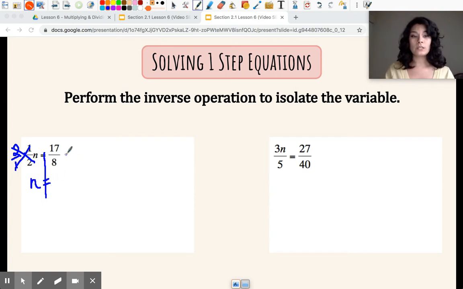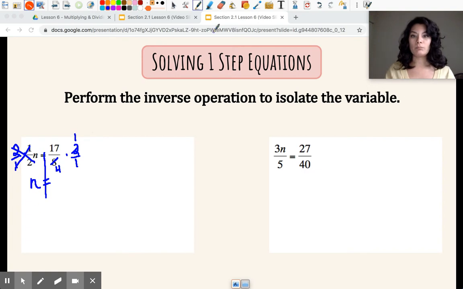But what I do to one side, I must do to the other. So I'm going to look for things that can cross reduce here. 17 and 1 can't reduce, but I can reduce 2 and 8. I can divide them both by 2. The 2 turns into a 1. The 8 turns into a 4. And then as my final answer, I simply multiply.